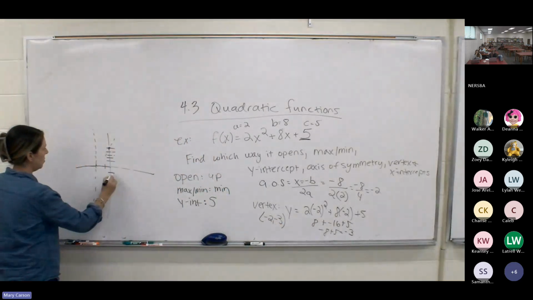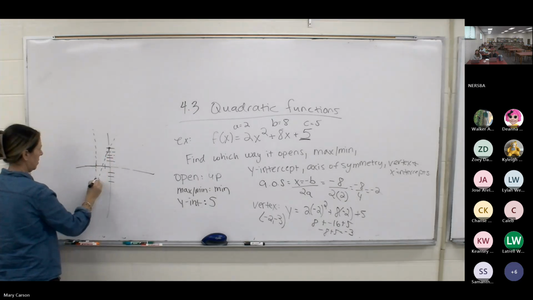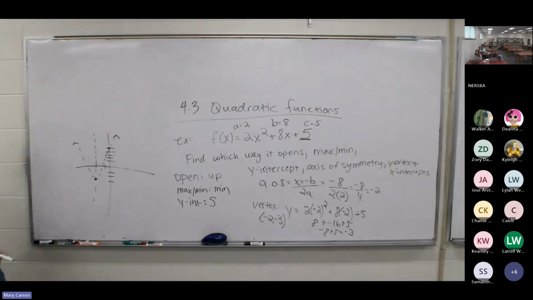So negative 2. So here it is. Looks something like that. Isn't that amazing? You can just find all that by just looking at it. I mean, we had to do a little bit of math, but. All right, I have one last thing to do.